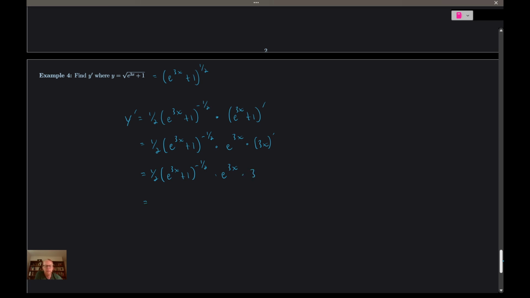So now let's see if we can simplify this. We have 1/2 times 3, so that's 3/2, e to the 3x, e to the 3x plus 1 to the negative 1/2. Now, usually it's better to write exponents as positive, and we'll also make this a square root. So we'll put this in the denominator. So in the numerator, we have 3e to the 3x. In the denominator, we have the 2. And then we're going to bring this down and make that a positive 1/2, and then we'll just make it a square root as well. So 2 square root e to the 3x plus 1. And there is our derivative.